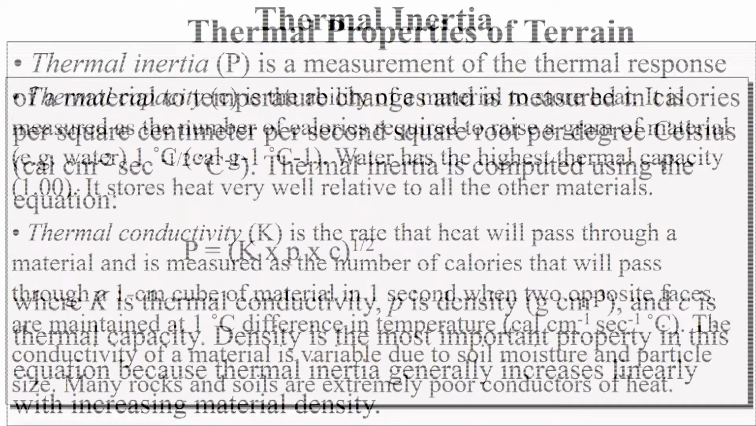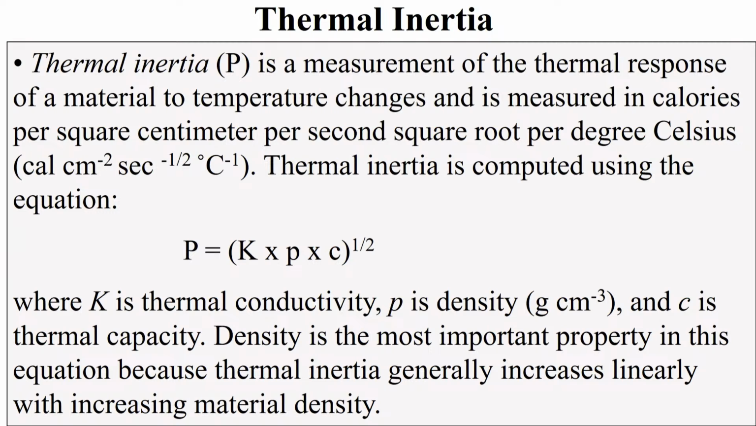Now another is thermal inertia, that is represented by P here. It is a measurement of the thermal response of a material to temperature changes and is measured in calories per square centimeter per second square root per degree Celsius. Thermal inertia is computed as the square root of the multiplication of thermal conductivity, density and thermal capacity. The thermal conductivity and thermal capacity we have defined previously.